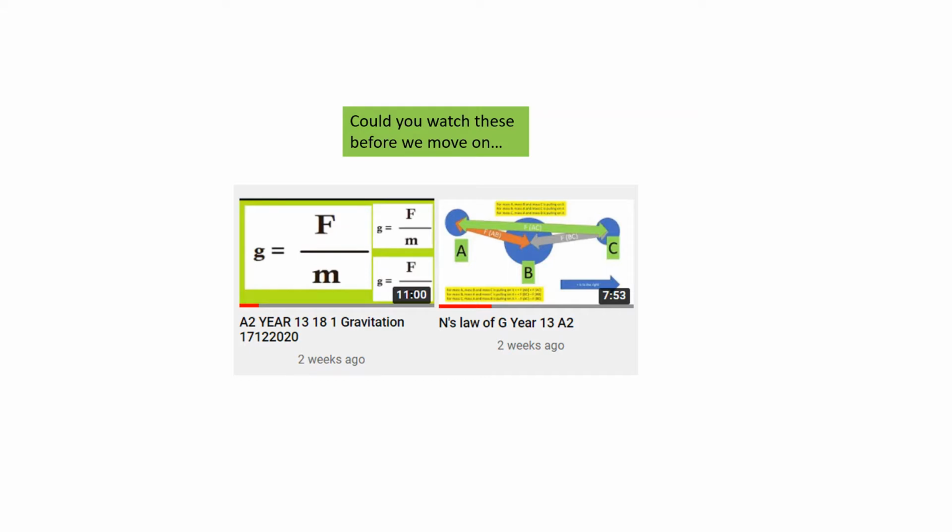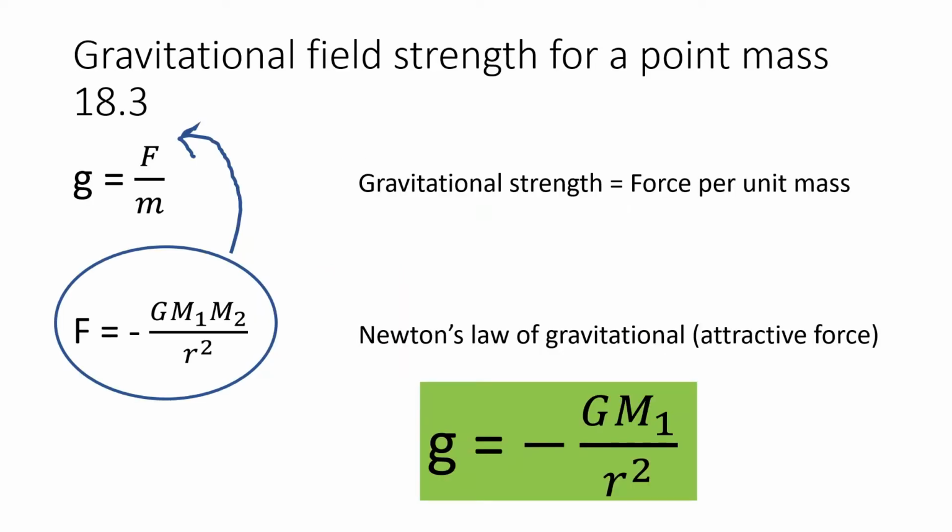Before you watch this video, make sure you watch the two videos that I've done already: the one that says g equals F over m, and Newton's law of gravitation. Alright, so gravitational field strength for a point mass, 18.3.